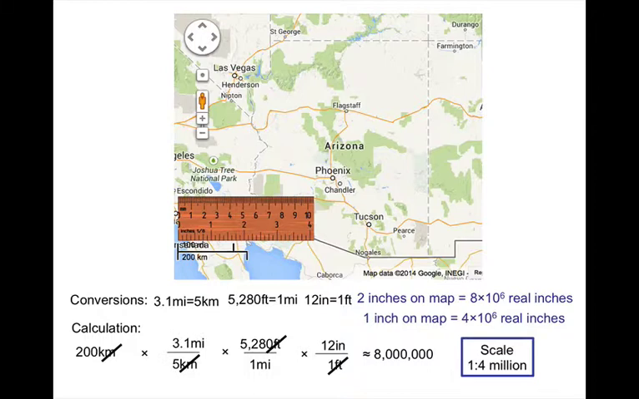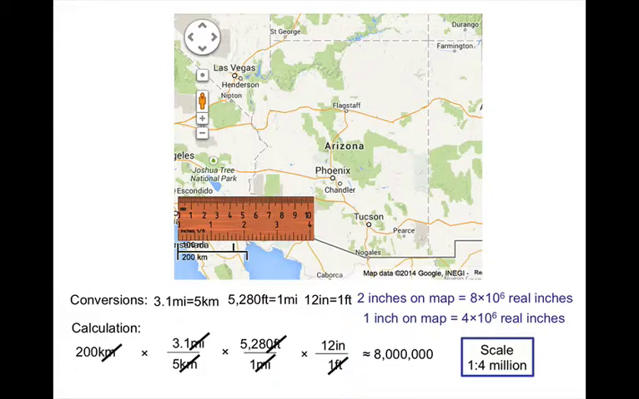About 8 million inches in 200 kilometers. If I turn this into a scale again, it becomes 4 million. 1 inch on this map is 4 million real inches, so the scale is 1 to 4 million. This technique will work with any map, any scale model.